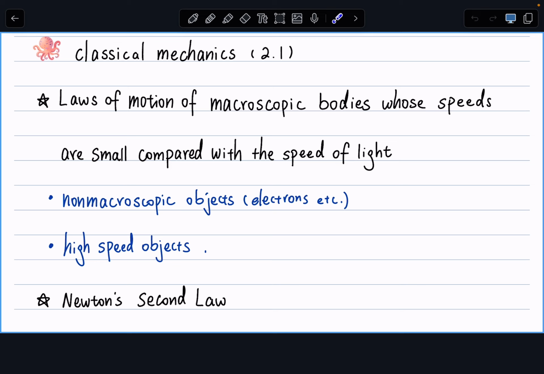So in physics, keep in mind that classical mechanics is the laws of motion of macroscopic bodies whose speeds are small compared to the speed of light. So it's only applicable to macroscopic bodies. Like an electron, you should not use classical mechanics. Or something that's moving super fast, you should not use classical mechanics. But for thermodynamics, in most cases, classical mechanics is good enough for our application.